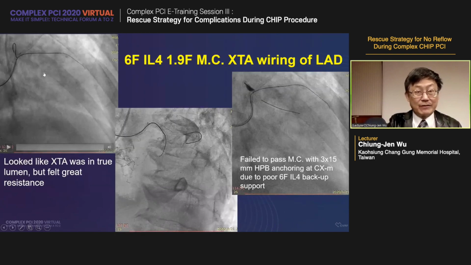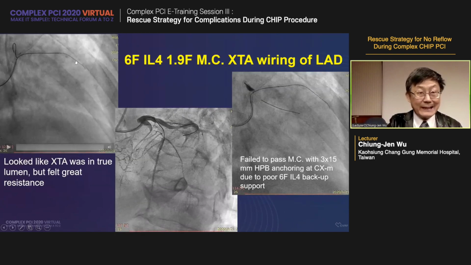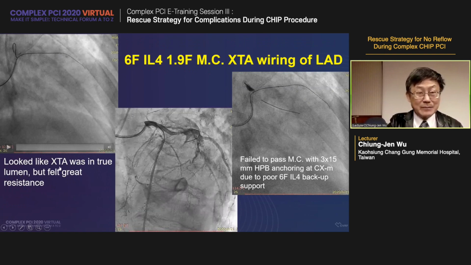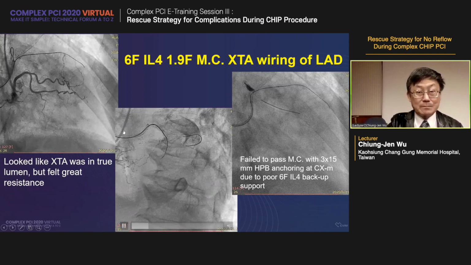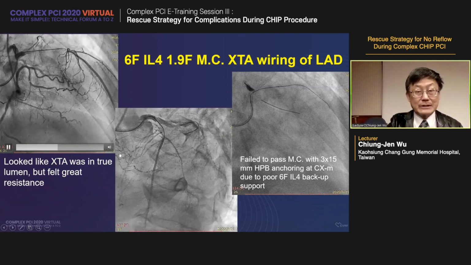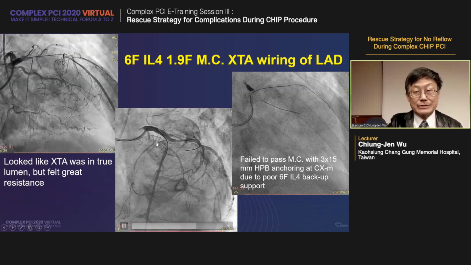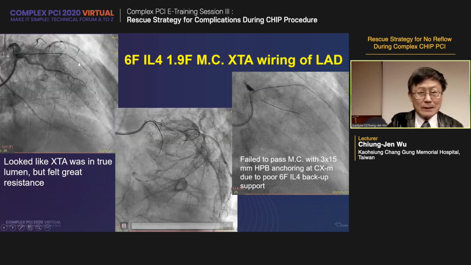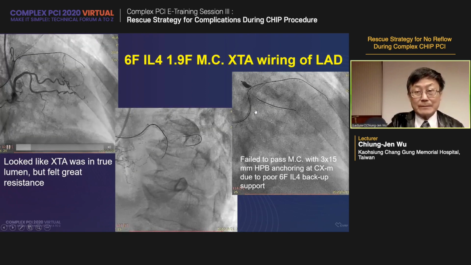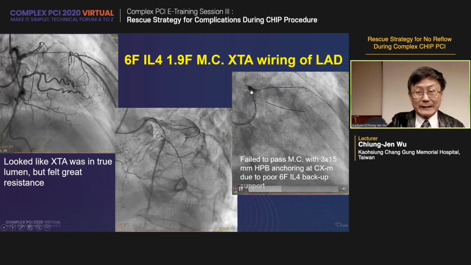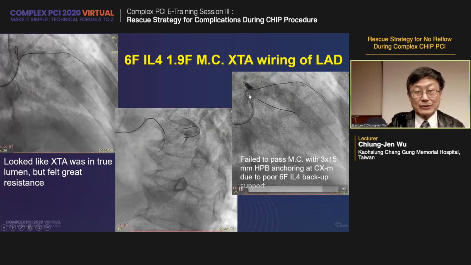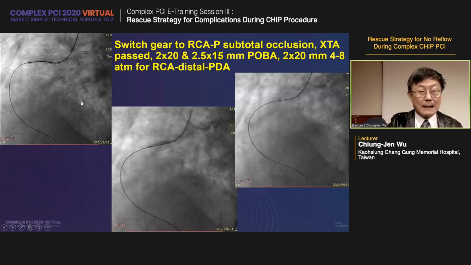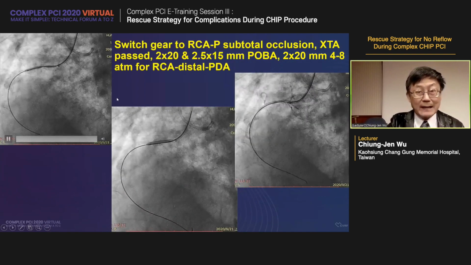So the first operator thought he could take some TIMI 1 flow, maybe with a microchannel, so he used the XTA to try to pass the total occlusion and used a 5 French for the contralateral artery injection. It seems like the wire had gone into the distal LAD, but the microcatheter could not pass, even using an anchor balloon in the second marginal. So at that point, I was invited to join the procedure.